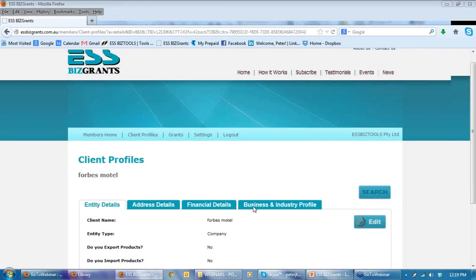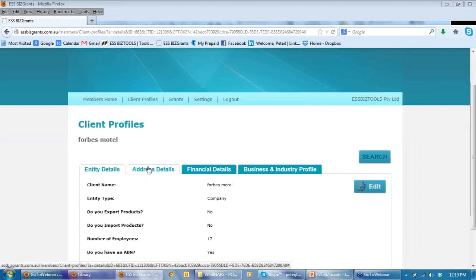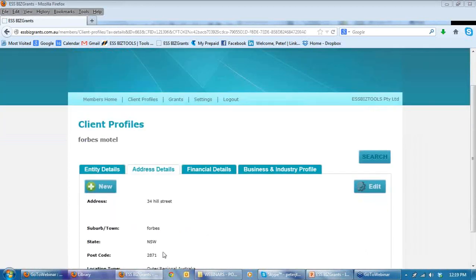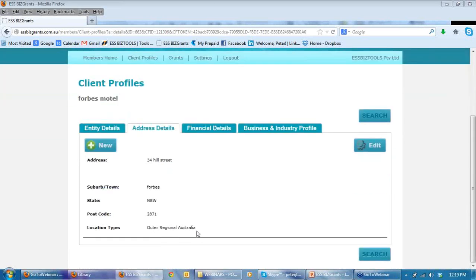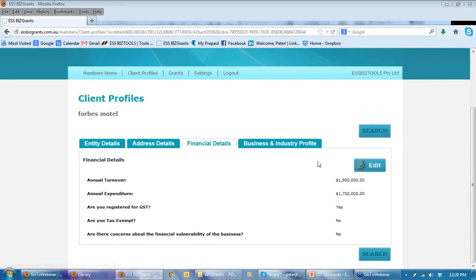In the address details, we've already entered that they're in hopefully a fictitious address in Forbes, but the postcode's correct, 2871, and that's identified Forbes as in an outer regional area of Australia. And that is telling the ESS BIZGrants system software that they've got a special location category, and it will throw up some special potential grants, especially in Enterprise Connect. The financial data is just repeated again.